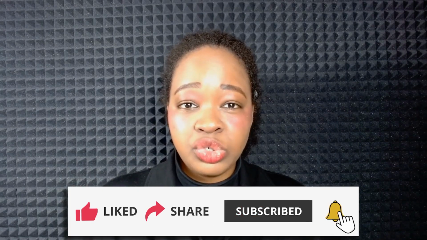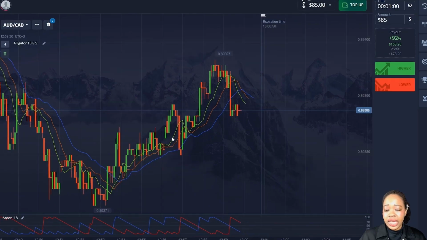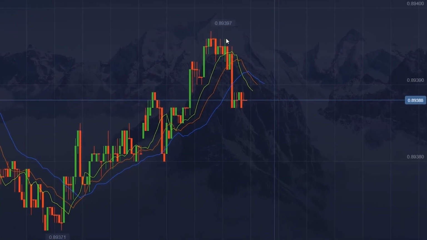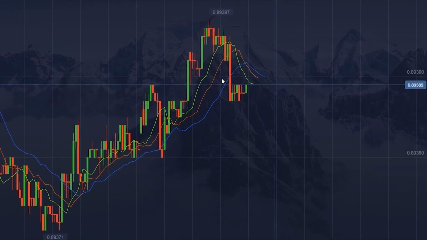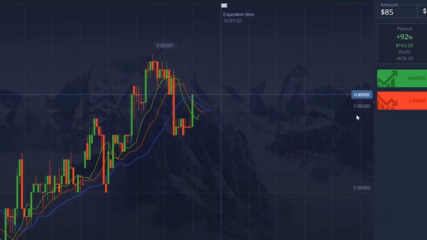Let me find my first entry point. So I see a very good entry point and I'll explain it to you. Here I have a good and confident downtrend. As you can see, the price has risen to the top and at the moment makes a down impulse. You can see a cross section of the sliding alligators. Therefore, in this situation, I'm going to open a deal for a fall for a minute.